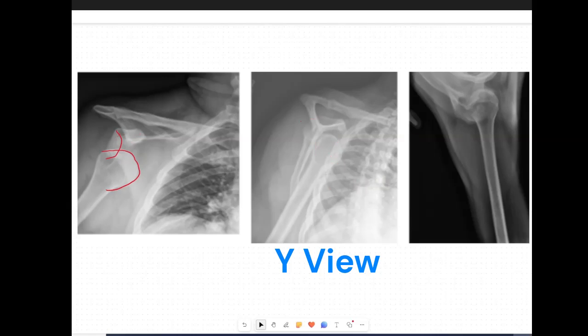With anterior dislocations, always watch out for associated fractures like a Hill-Sachs lesion on the humeral head or a Bankart lesion at the glenoid rim.